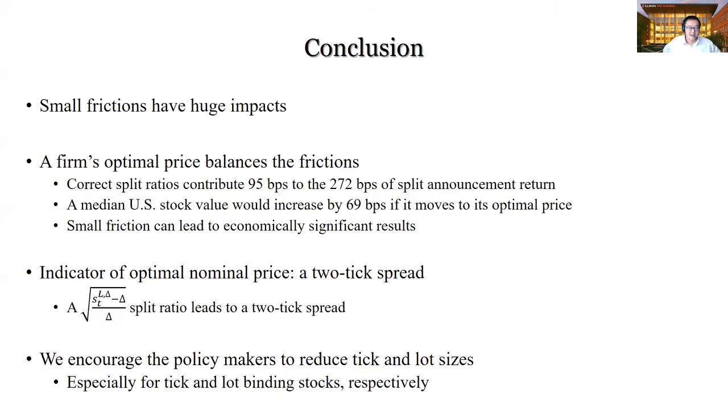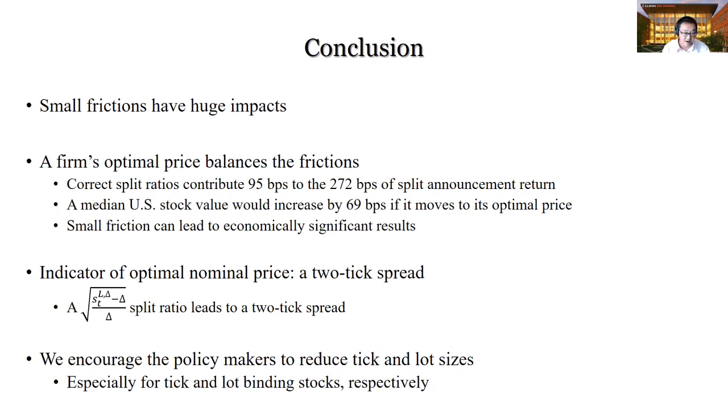So let me conclude. I want to convince you that small frictions have huge impacts. A firm's optimal price balances 2 frictions, okay? Discrete price and discrete quantity. The correct split ratio contributes 95 basis points to the 272 basis points of split announcement return. And a median US stock's value would increase by 69 basis points if all the firms moved to the optimal price. So small frictions can lead to economically significant results.